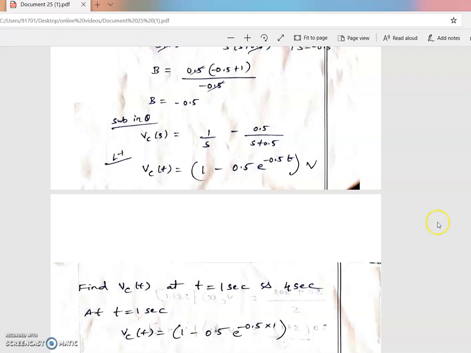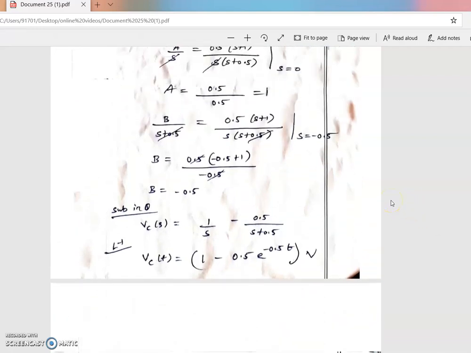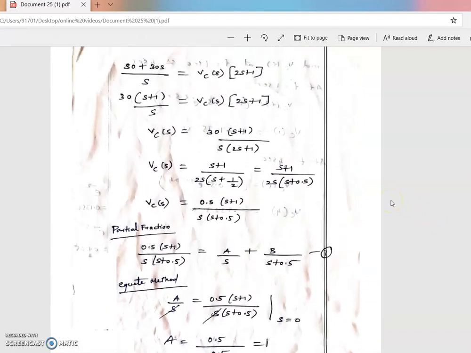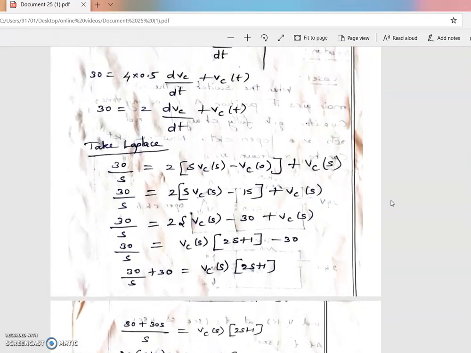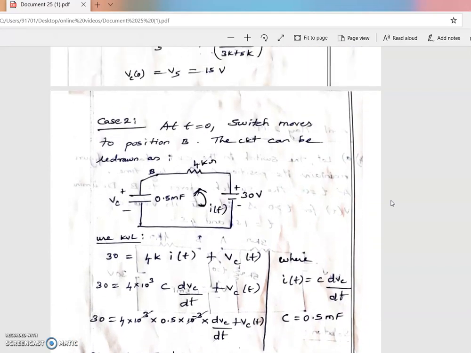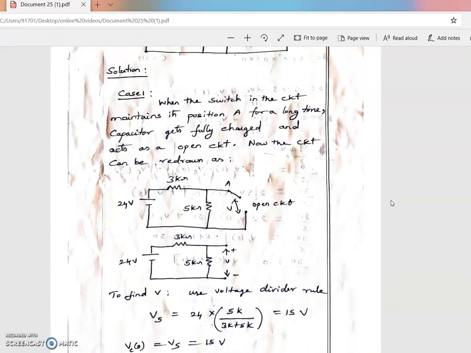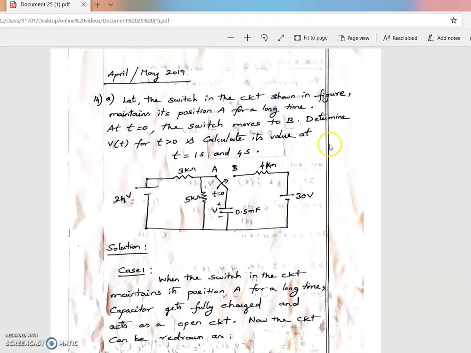But in this question they asked to determine v of t for t greater than 0, and also to calculate the value at time 1 second and also at 4 seconds. So we are going to do this.